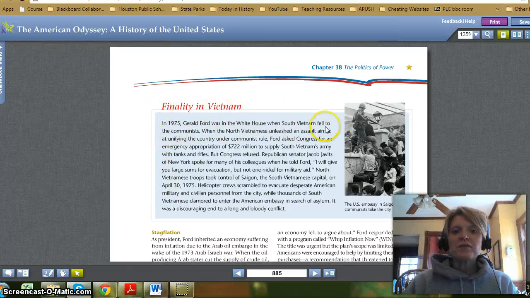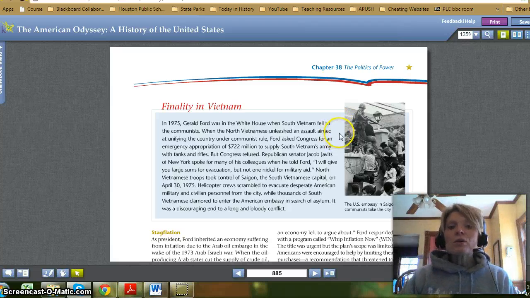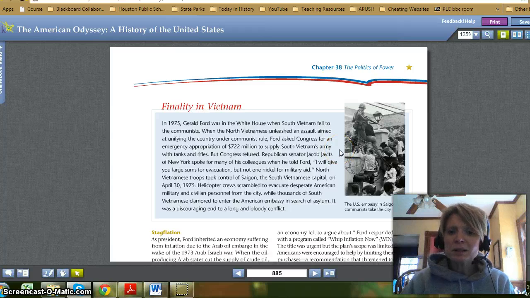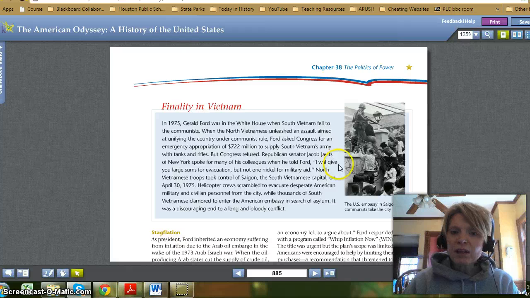In 1975, Gerald Ford was in the White House when South Vietnam fell to the Communists. When the North Vietnamese unleashed an assault aimed at unifying the country under Communist rule, Ford asked Congress for an emergency appropriation of $722 million to supply South Vietnam's army with tanks and rifles, but Congress refused. Republican Senator Jacob Javits of New York spoke for many of his colleagues when he told Ford, "I will give you large sums for evacuation, but not one nickel for military aid."